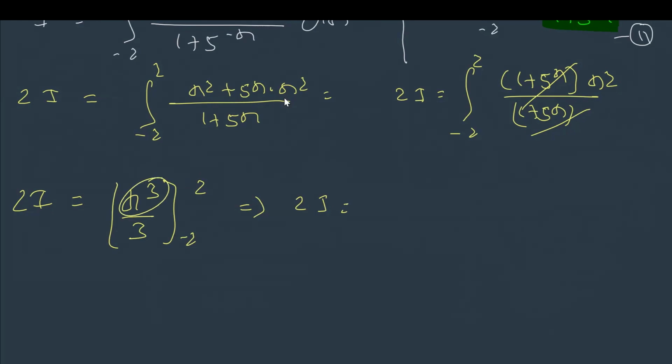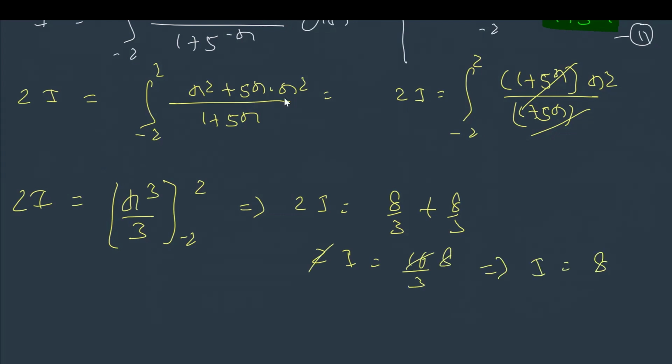So this is 2I is equal to, placing the upper limit as 2, 2 raised to the power 3 is what? 8. So it's 8 over 3 minus the lower limit, and the lower limit coming as minus 8 by 3. So it should be plus now, because minus and minus. So 2I is what? 8 plus 8, 16 over 3, right? So 16 over 3. Finally, I can cancel this to get I as 8 over 3. Now, that should be the final answer.